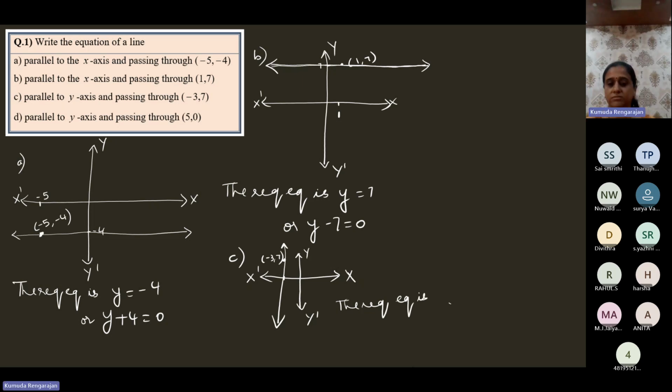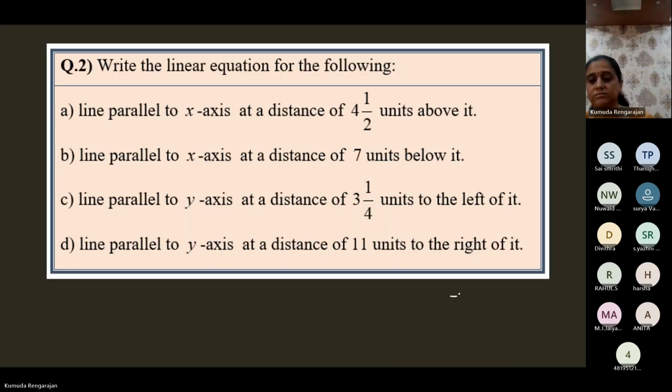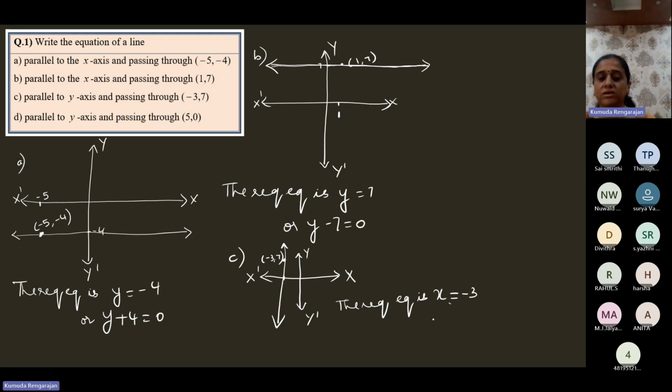Yeah, you should tell me. X is equal to minus 3. X plus 3 is equal to 0. Correct, Anita. Very good. Thank you. X is equal to minus 3, or x plus 3 is equal to 0.